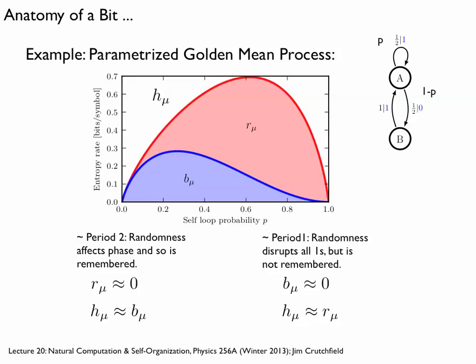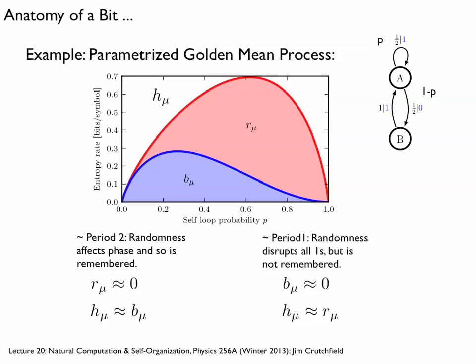Well, what's going on here? Well, it's period 2. And so what you're seeing here is that h mu is mostly b mu, and r mu is equal to 0. So what's happening is that we have this period 2 process, and occasionally it's injecting a little phase slip by very rarely going to A.